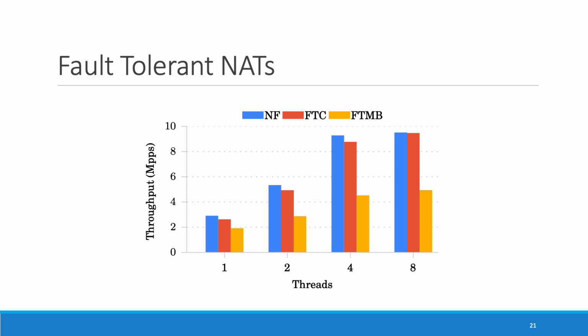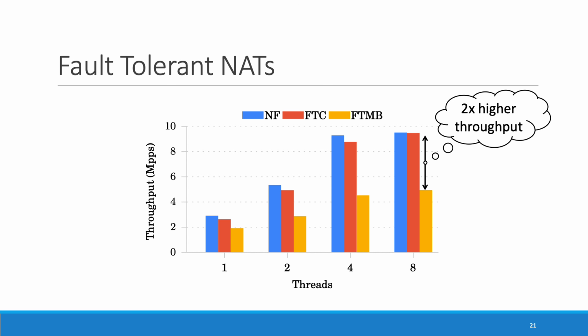We compare the throughput of the approaches for a NAT middle box. We vary the number of NAT threads and measure the NAT's throughput. As shown, FTC comes with low overhead compared to NF. FTC improves the throughput of FTMB by a factor of two. This improvement is because FTC does not track read-only transactions, while FTMB logs reads to provide fault tolerance.